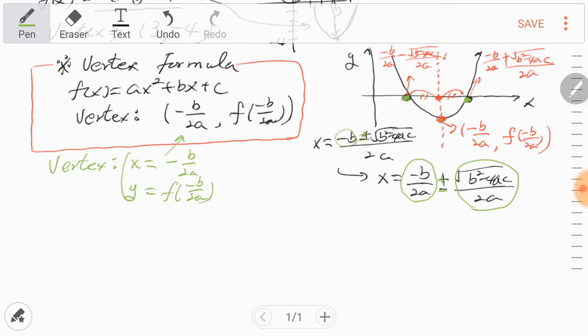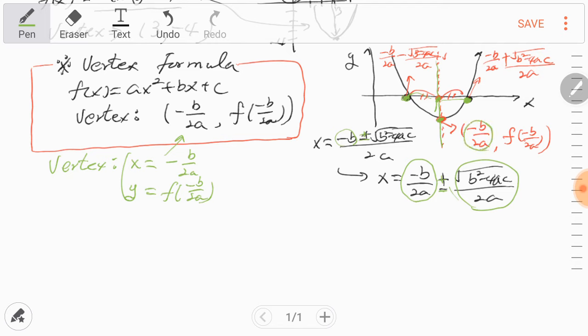So from this x value, we will add this much to the right. Then this is plus something. And subtract this much from this x value, then it will be the other x-intercept. So minus something. So this x value is the axis of symmetry, and that is the x coordinate.